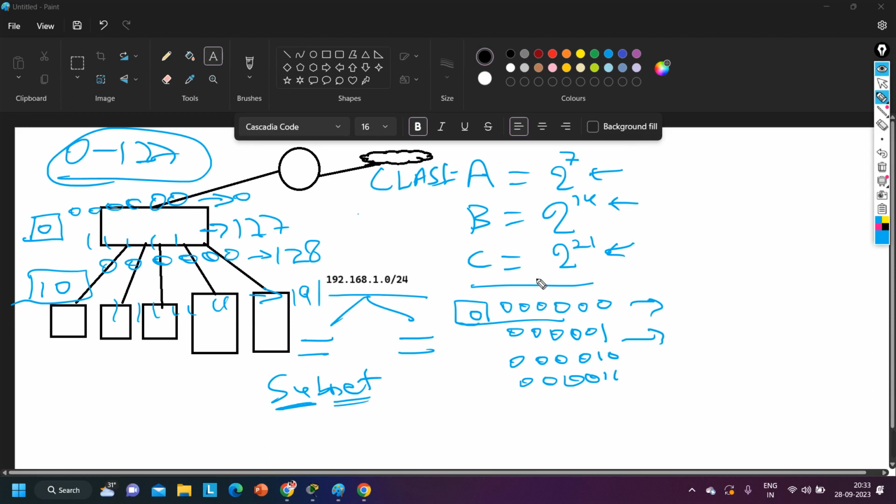Can you please help us understand 2 to the power 21 in class C? Because the total number of network bits for class C is 24, and out of 24 bits we have reserved 3 bits. We cannot change these 3 bits, 1 1 0. This will always be the same. We reserve these bits for the range of IP addresses so that we can calculate a range for each class.